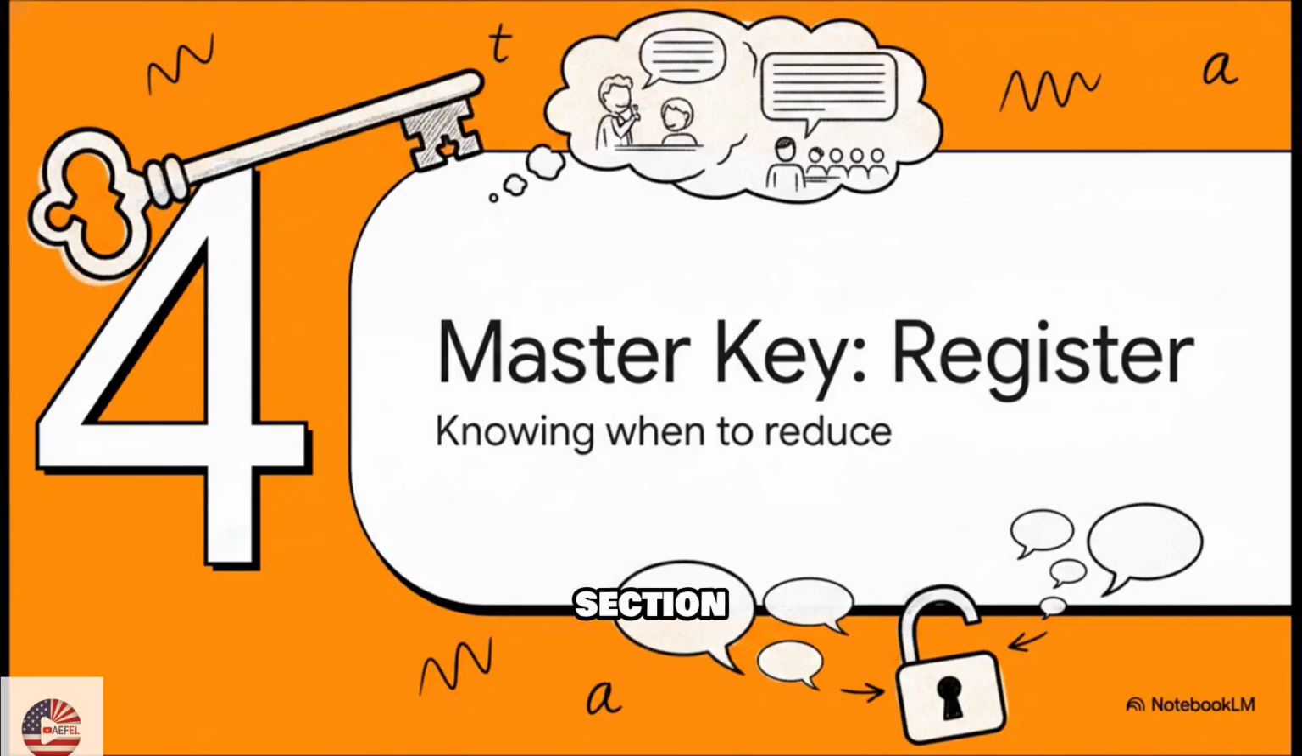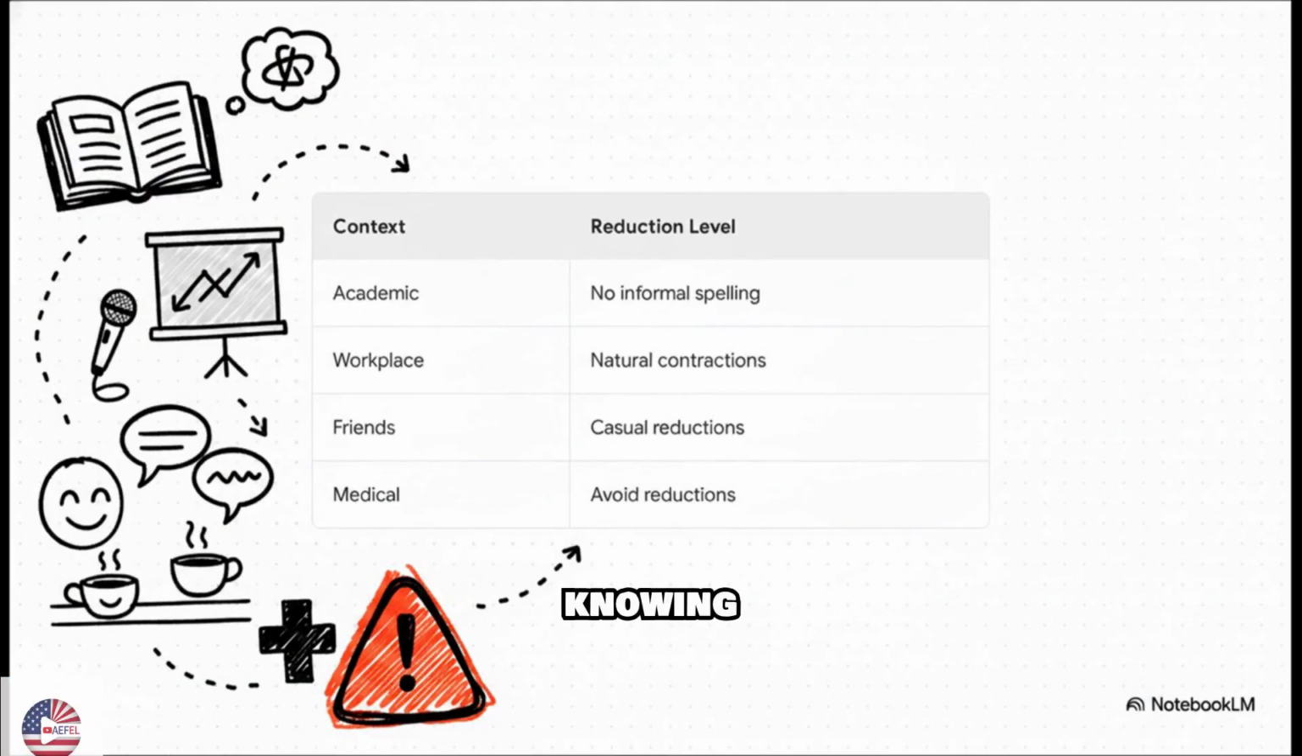Which brings us to section 4, the master key, register. Knowing how to physically flap a T or use a schwa, that's really only half the battle. To be truly fluent, you absolutely must know the sociolinguistic rules of when to use them. If you're writing an academic essay or giving a really formal presentation, the recommended reduction level is low. You want to articulate going to clearly. But if you're just at a coffee shop with friends, I'm gonna grab a drink is entirely natural and totally expected.